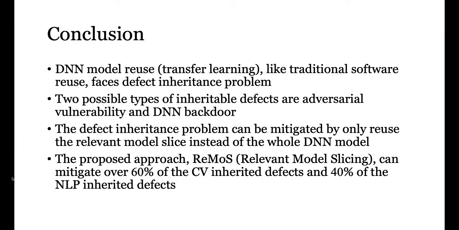To summarize, in this paper, we found that the popular DNN model reuse faces defect inheritance problem, like traditional software reuse. We identified 2 possible inheritable defects, adversarial vulnerability and DNN backdoor. The defect inheritance problem can be mitigated by only reusing the relevant model slice, instead of the whole DNN model. We propose ReMoS, a relevant model slicing technique that can mitigate over 60% CV defects and 40% NLP defects.